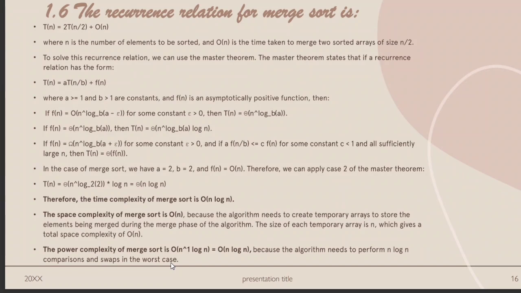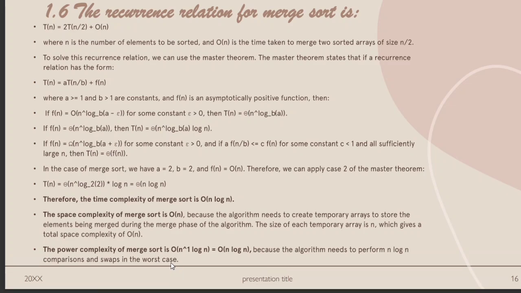Sixth one is the recurrence relation for merge sort. The recurrence relation of merge sort is T(n) equals 2T(n/2) plus order of n, where n is the number of elements to be sorted and order of n is the time taken to merge two sorted arrays of size n/2. To solve this recurrence relation, we can use the Master's theorem.